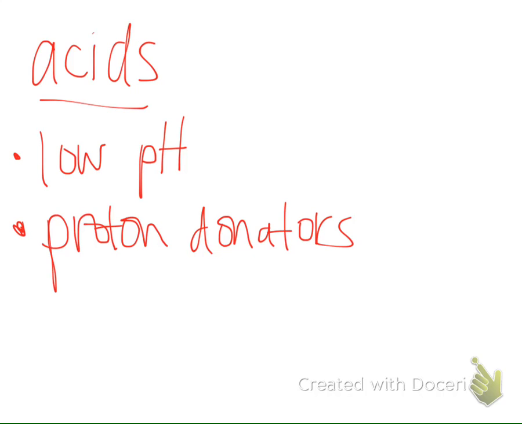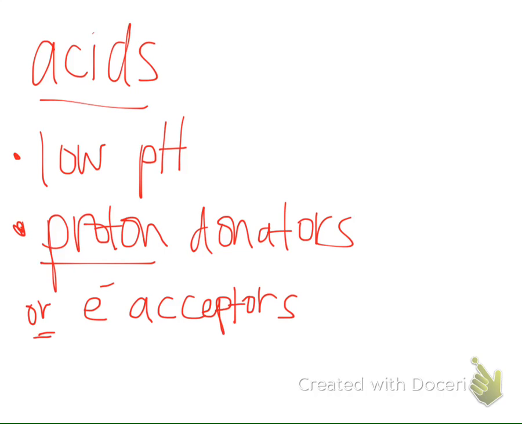Okay, we consider acids proton donators, or they can be considered electron acceptors, whichever way you want to look at it. So when we talk about donating protons or accepting protons, what element do you think we're talking about? What element only has one proton? Hydrogen. Okay, so essentially they're hydrogen donators. When we talk about protons in the chemistry world, we're talking about hydrogen atoms.